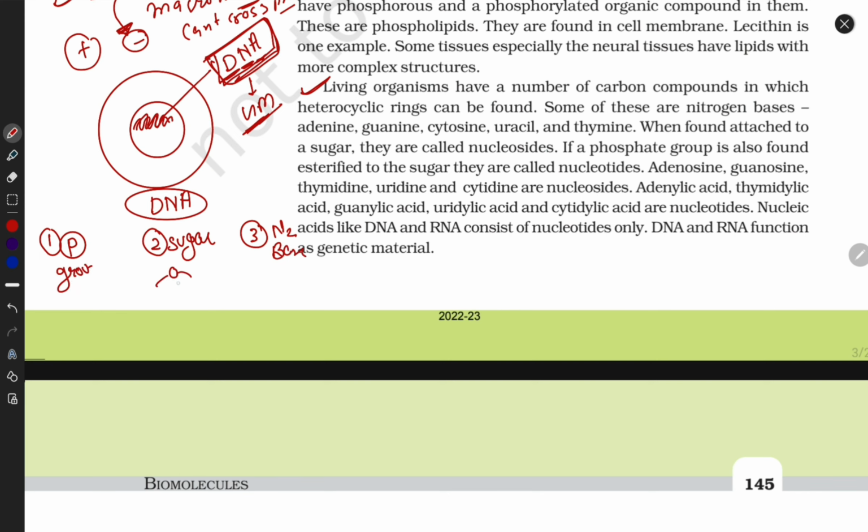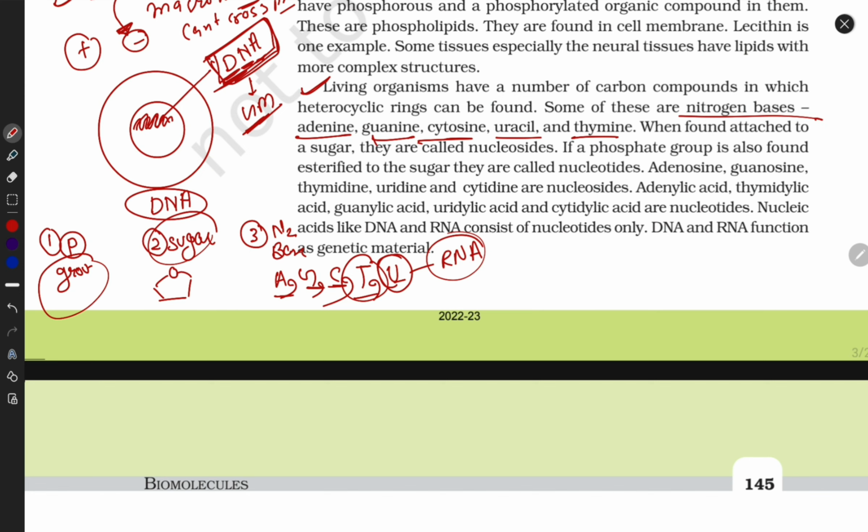Uracil is present in RNA, guys, in the place of thymine. So adenine, guanine, cytosine, thymine, uracil are the components of nitrogen base, and this is the sugar group, and this is the phosphate group. We say deoxyribose nucleic acid because it has a hydroxyl group on one side and the other side is blank.